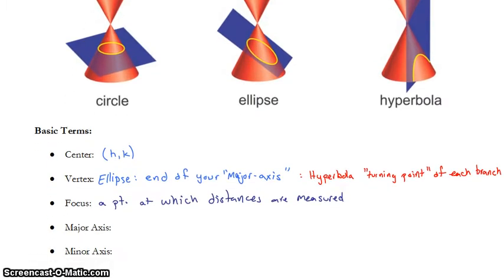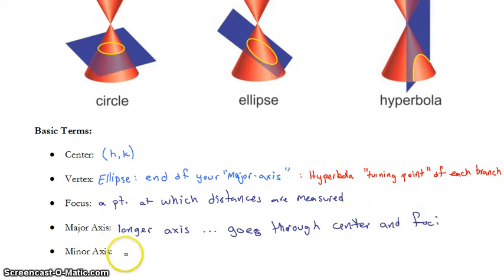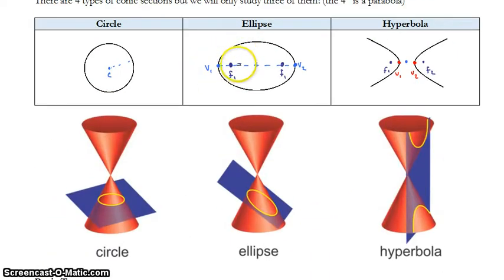So the major axis is the longer of your two axes in an ellipse. So I'll just write longer axis. It's the axis that goes through the foci, so it goes through the center and foci. The minor axis is the perpendicular axis to the major, and it's through the center. Scrolling up and taking a peek at what that might look like, this is my major axis here. My minor axis would be this one, perpendicular but through the center.